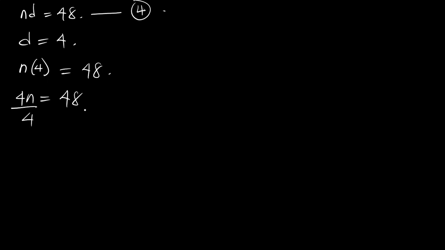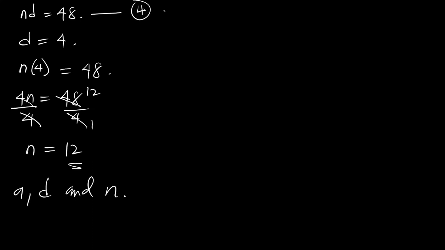Divide both sides by 4, 4 cancels itself. You have n equal to 12. So n is equal to 12. So the value of a, d, and n is equal to minus 1, 4, and 12. So this is the final answer.